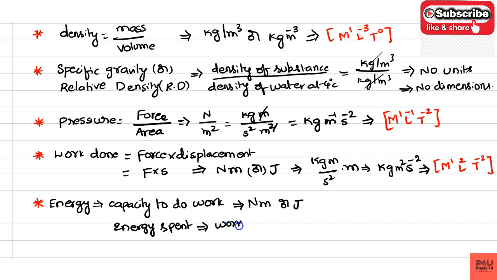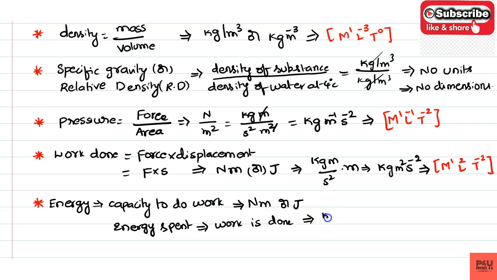So energy spent means work is done. It is converted into work done. Energy spent is equal to work done. So how much work done, that much amount of energy will be spent. So that's why both are having the same units.